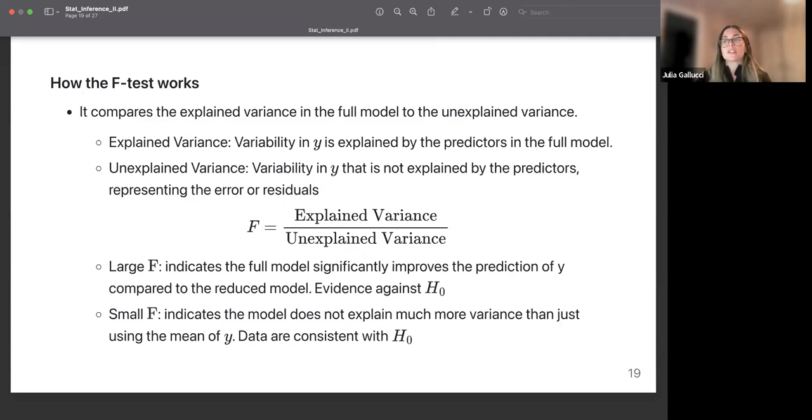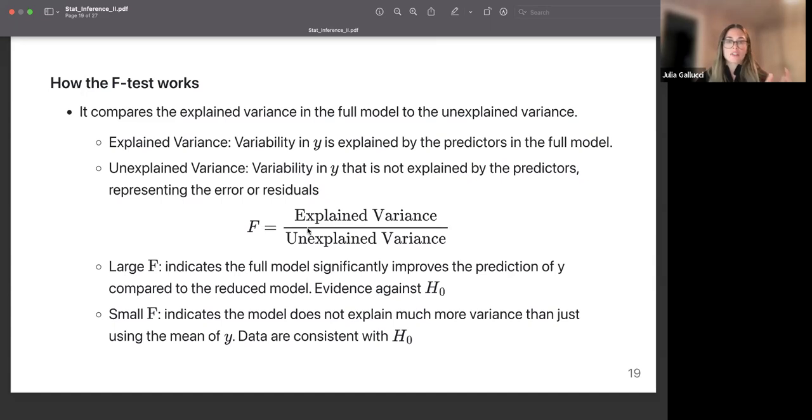And if an F statistic is large, it would suggest that the full model with predictors explains a significant proportion of variability within our response variable. And in this case, we would have evidence against the null hypothesis, indicating that the model with predictors is significantly better than a reduced model, which would just predict the mean value of price. In other words, the predictors are doing a good job at explaining the variability in house price.